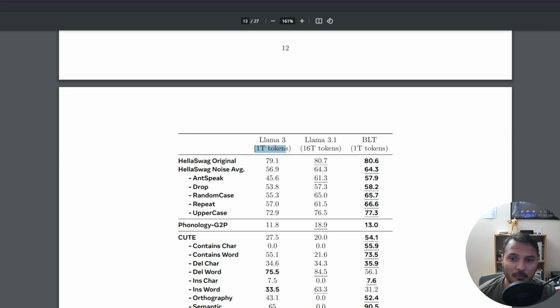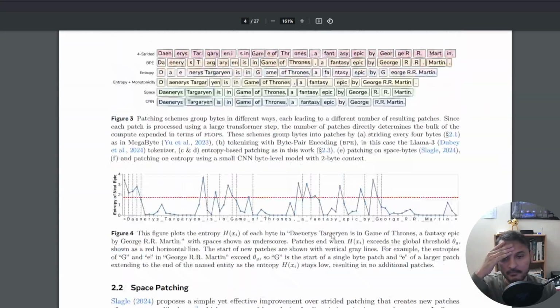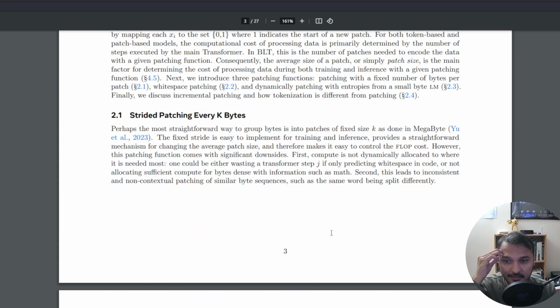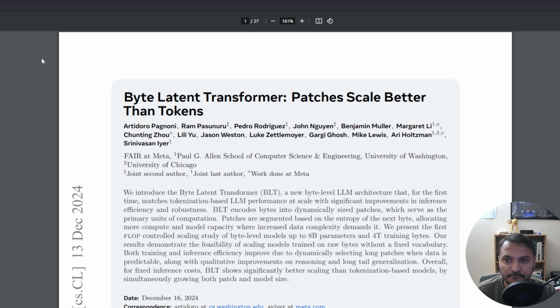But yeah, so 1 trillion, it seems to outperform Llama 3 by a tiny amount, and it actually does well in the character level things, substituting words, substituting characters, and so on. But again, not by a lot for some tests. But yeah, that's the paper. Interesting stuff. I think how do we get away from tokenizers is the next frontier.